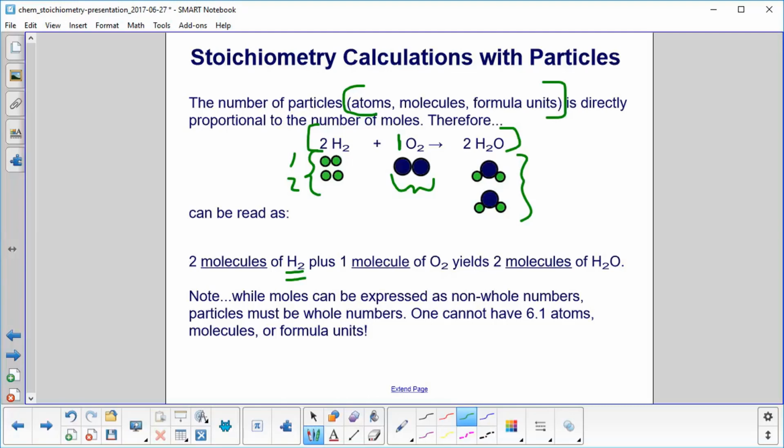Now note, while we can talk about moles as non-whole numbers, particles must be whole numbers. You can't have 6.1 atoms, molecules, or formula units. It has to be an integer.